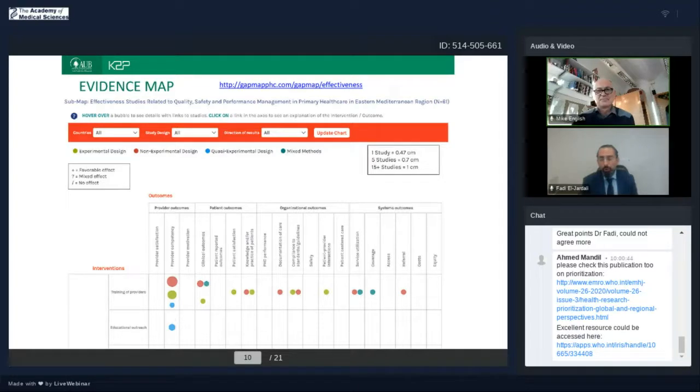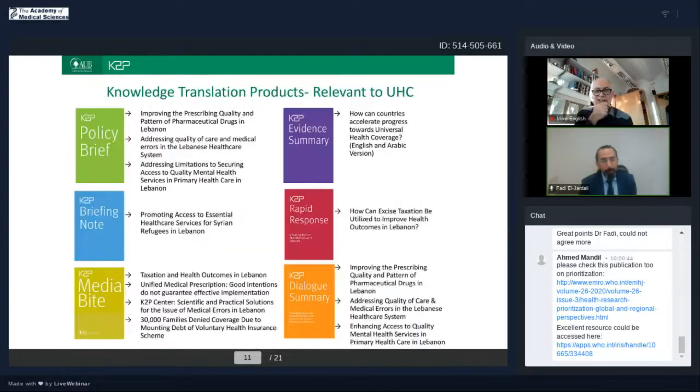Sure. So we also do evidence maps just to visualize what we see. Next slide. This is a type of product that we have. It's already all on the website, but these are evidence-based documents on how to translate evidence and how to engage with policymakers, from a policy briefing note to rapid response. We even have products for media, on how to shape and promote the use of evidence in media.